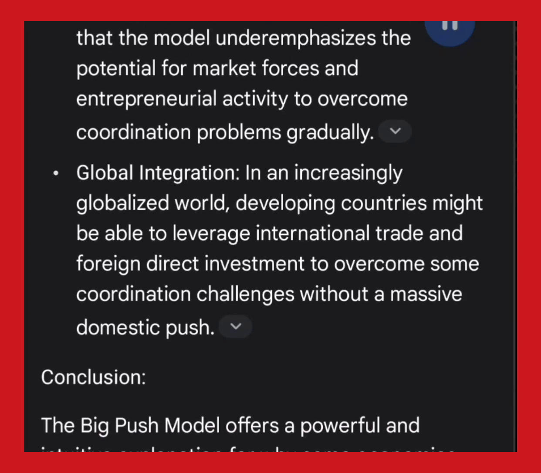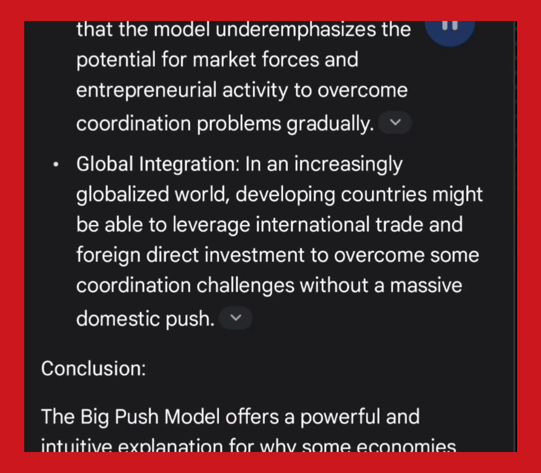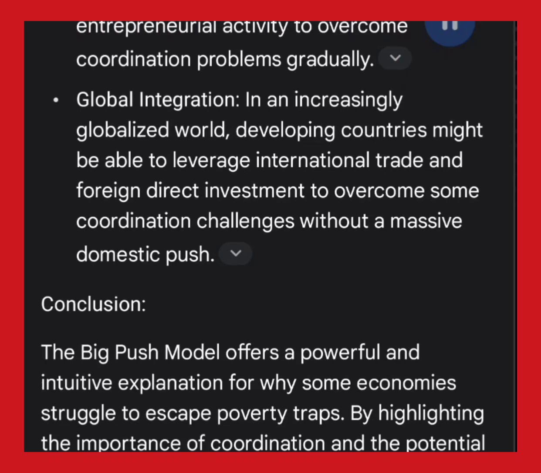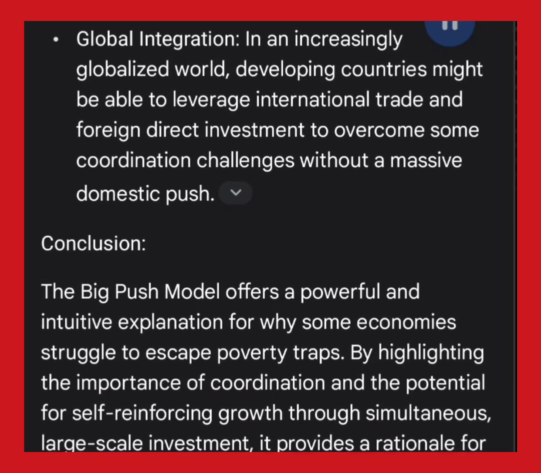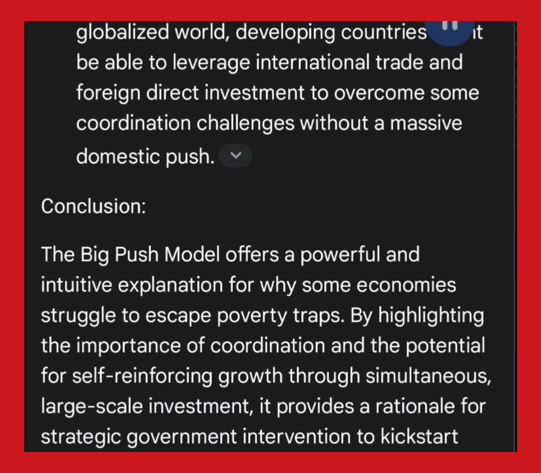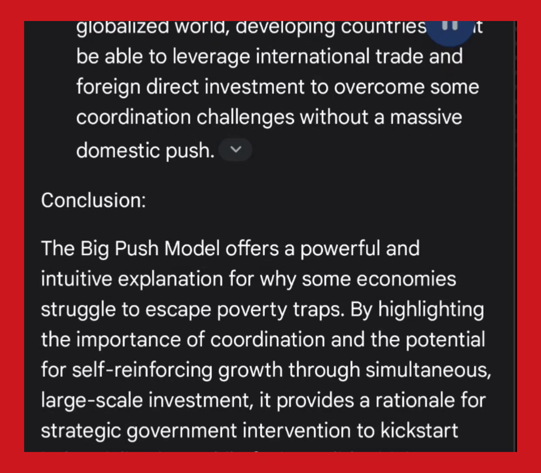Ignores market mechanisms: critics argue that the model underemphasizes the potential for market forces and entrepreneurial activity to overcome coordination problems gradually. Global integration: in an increasingly globalized world, developing countries might be able to leverage international trade and foreign direct investment to overcome some coordination challenges without a massive domestic push.